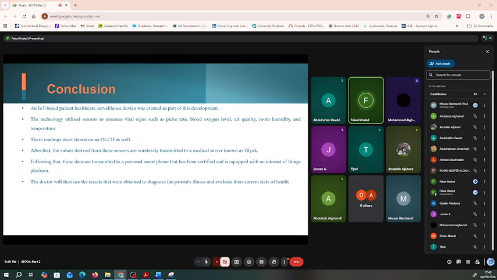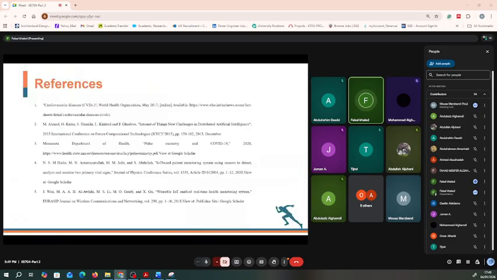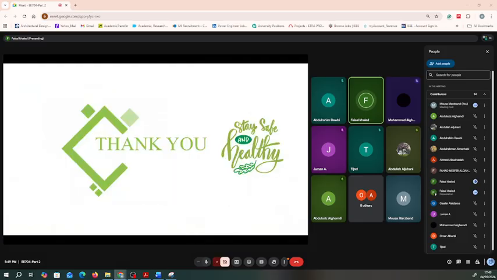We can see everything on the LCD. After that, the data derived from these sensors is wirelessly transmitted to the medical server known as the Blynk application. Following that, the data is transmitted to the personal smartphone that has been certified and is equipped with the Internet of Things platform. The doctor will then use the results obtained from patients and evaluate their current state of health. That's the reference of my project.